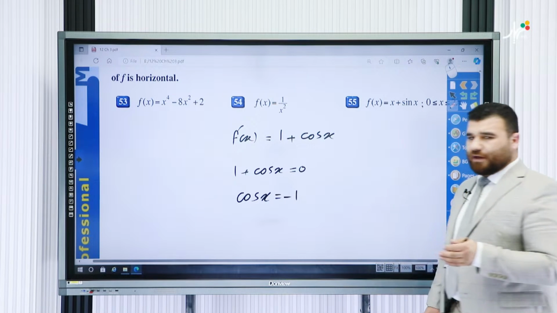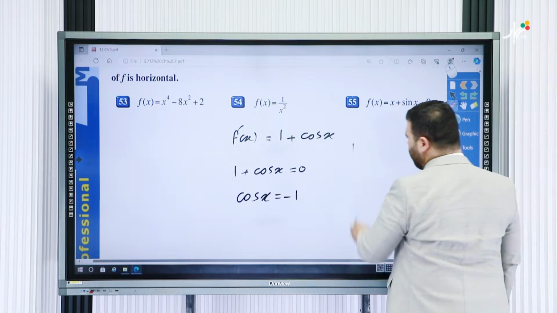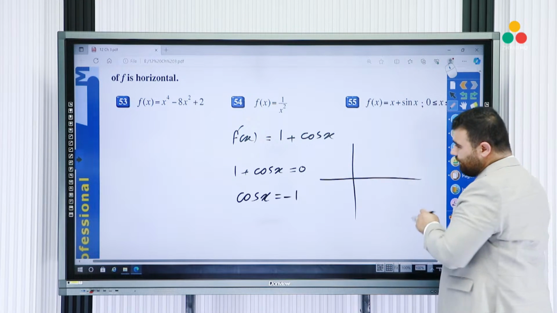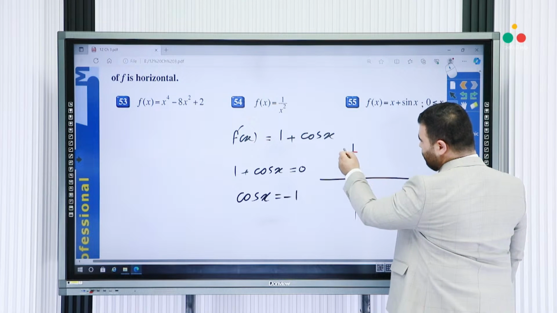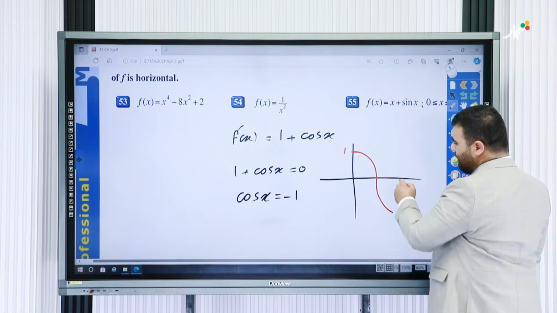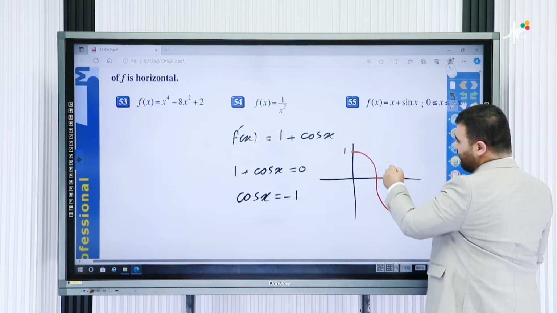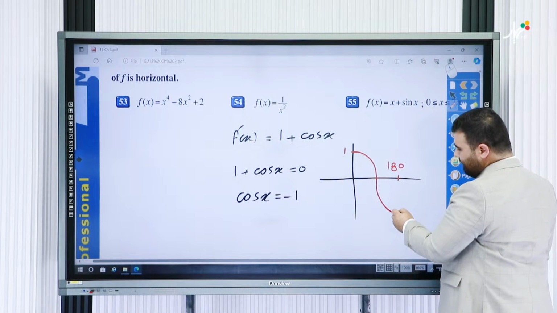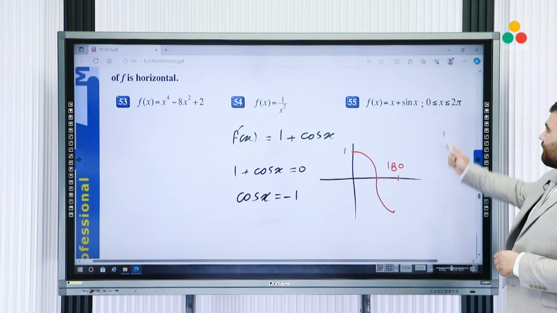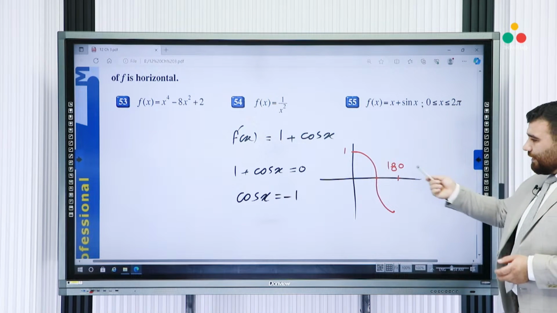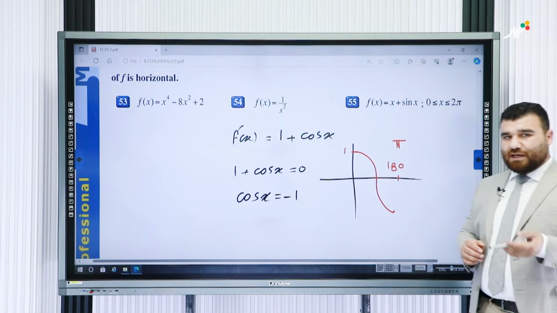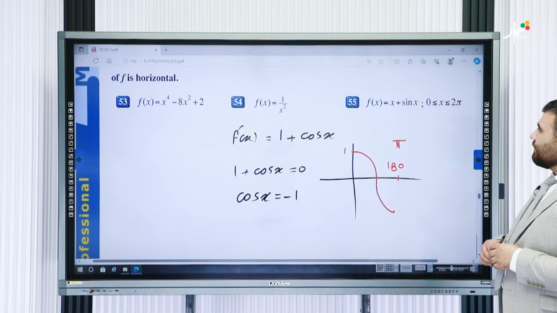Cosine of x, at which value is it equal to negative 1? Graph of cosine is like this. In the exam you have a calculator, but I want to show you. Cosine of 0 is 1. Cosine of 90 is 0. Cosine of 180 is negative 1. And 180 is an answer which is between 0 and pi. 180 means 1 pi. 180 in terms of sine and cosine is pi. So the answer is pi.